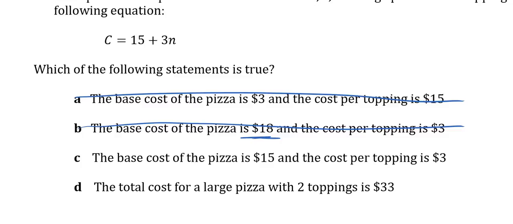Okay. Base cost of the pizza is $15. The cost per topping is $3. There we go. So we found it. And what about the total cost for a large pizza with 2 toppings is $33. That's backwards. That's 15 times 2 plus 3. What would a large pizza with 2 toppings be? What would that cost? 21. 15 plus 6. $3 per topping. 2 toppings is $6. Very good. So we got it. C.